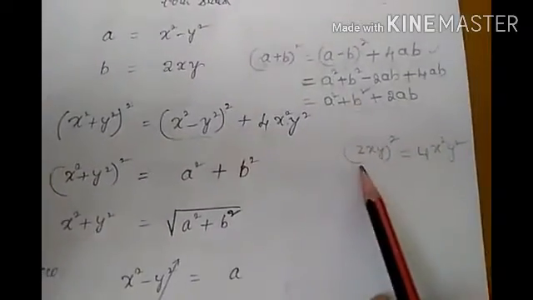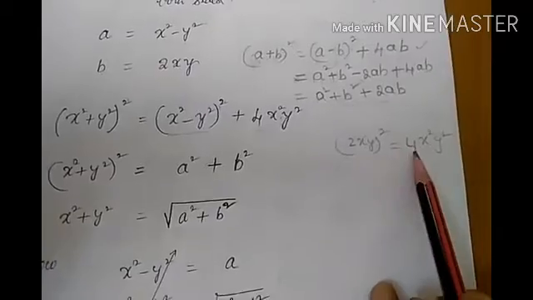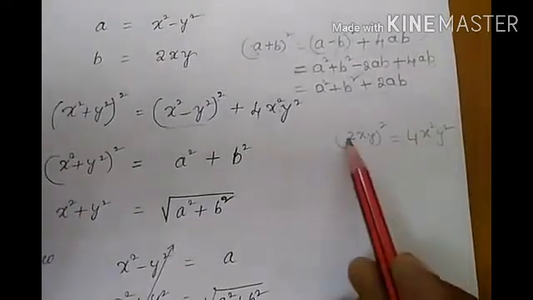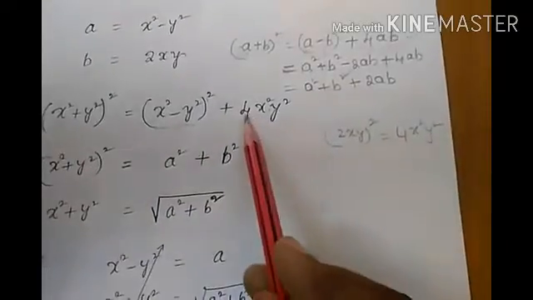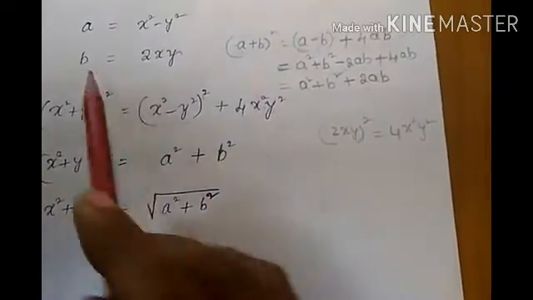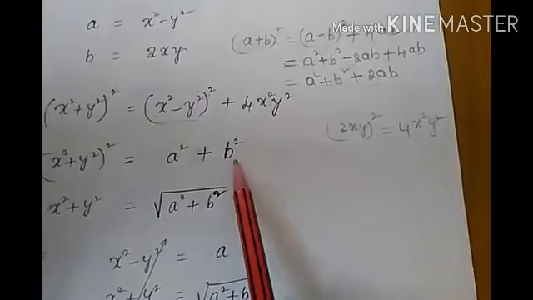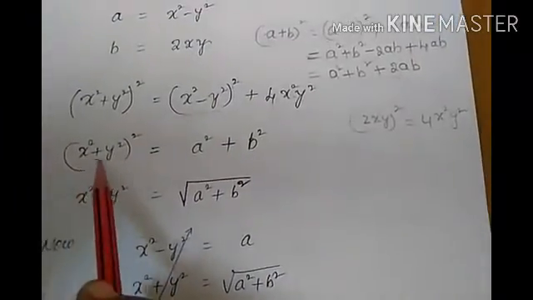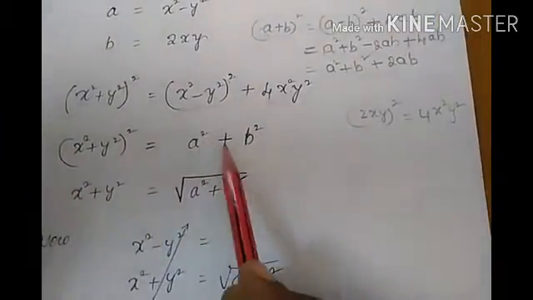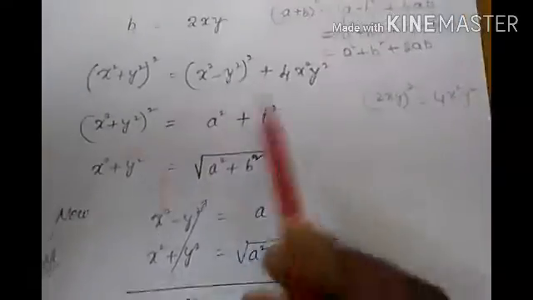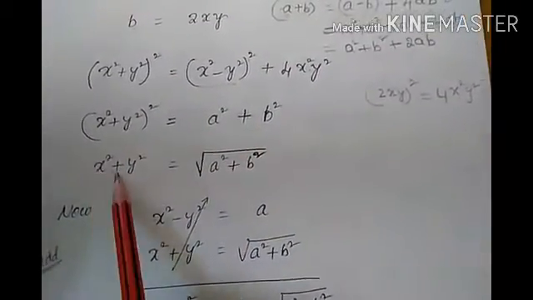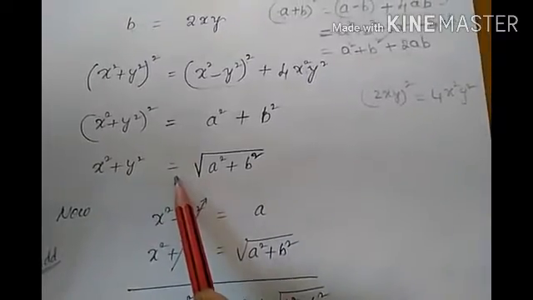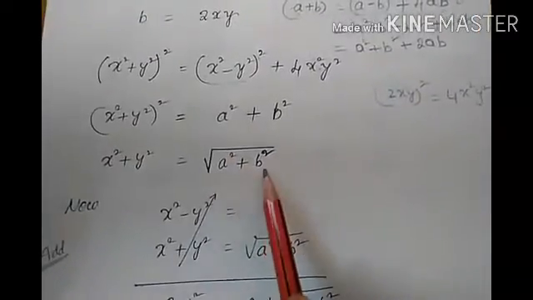Observe this one. 2xy whole square is equal to what? 4 into x square into y square. 2 square gives 4, and x square into y square. Understand? So 4x square y square can be written as b square. Now x square plus y square whole square is equal to a square plus b square. Now take the square root on both sides. Then what do we get? x square plus y square equal to square root of a square plus b square.